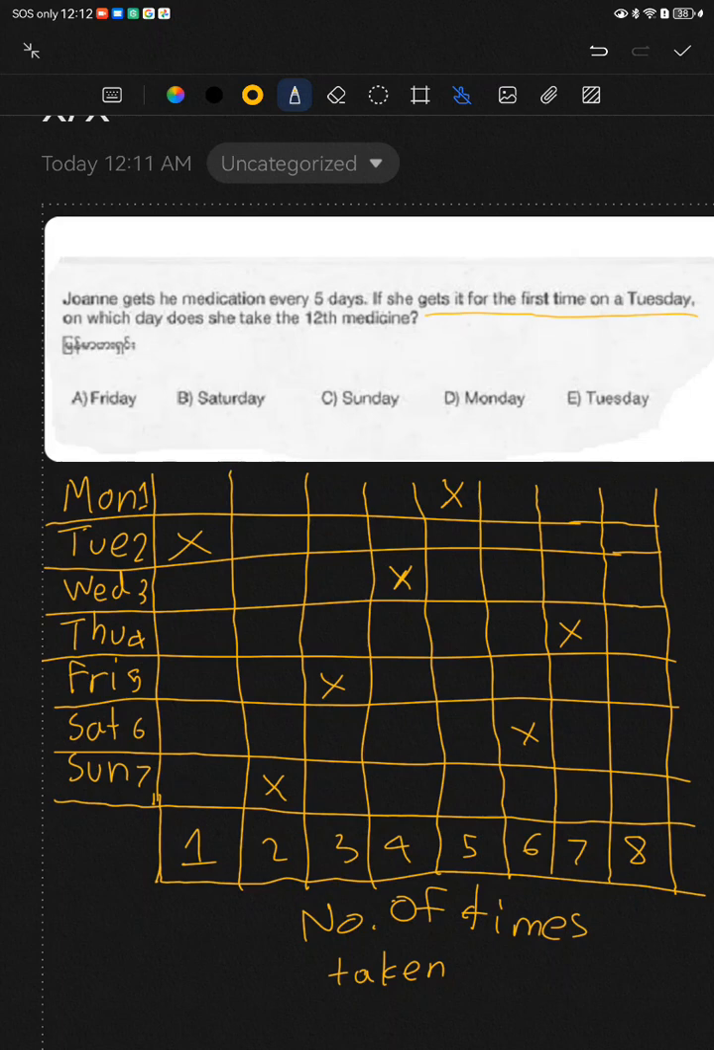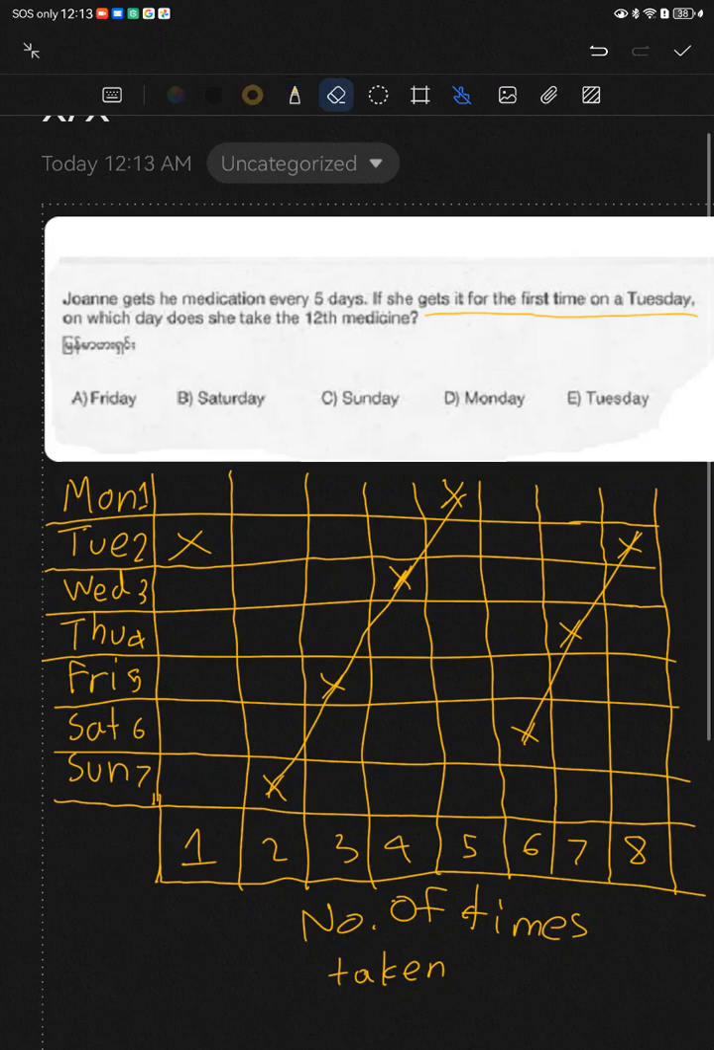Then on the 8th time, she'll finally get it on Tuesday, which is the day we first started in. This is where I ended. As you can see here, the data plotted on this chart makes a continuous line, but that's not what we're looking at. We're trying to find what the 12th time would look like.